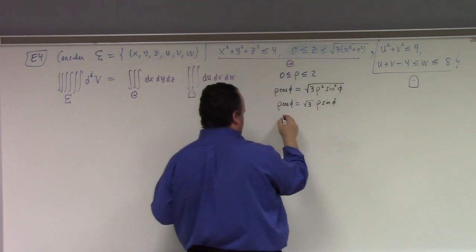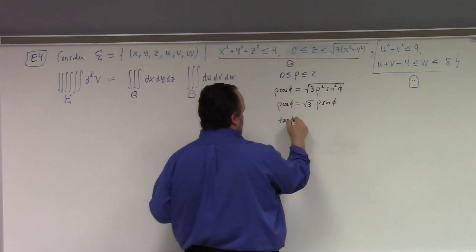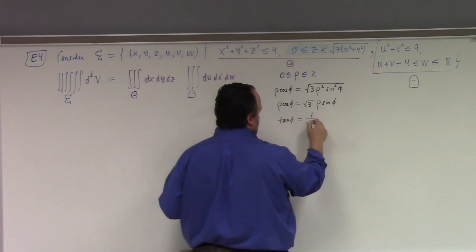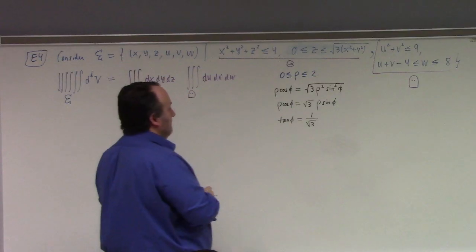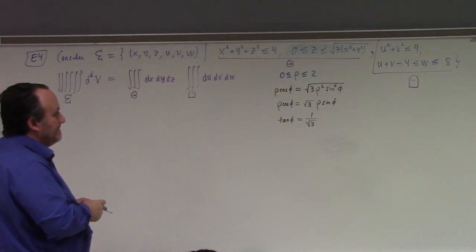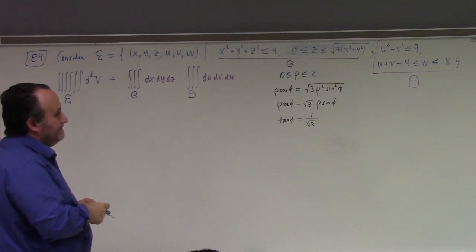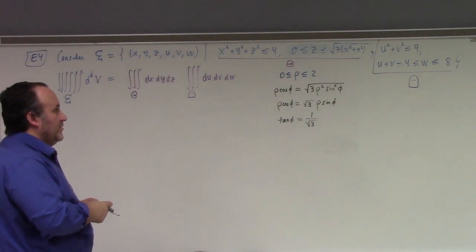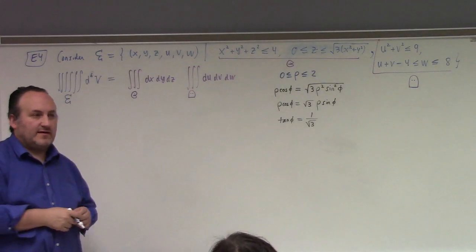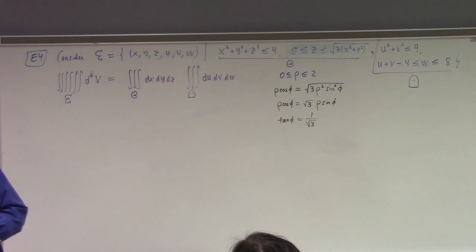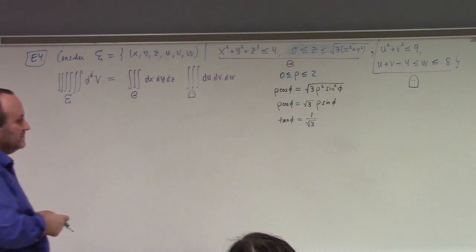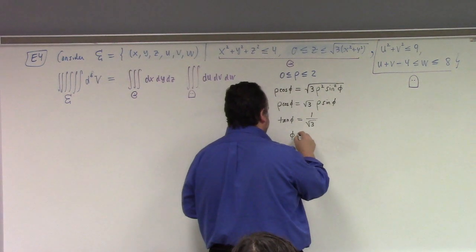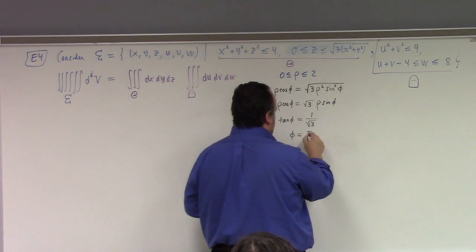So apparently tangent phi is 1 over root 3. What I'm trying to say is the second condition here, we can recognize what that is. It's a cone. It's a cone of a particular angle. It's a cone of angle inverse tangent of 1 over root 3, which is what? Pi over 6, right?